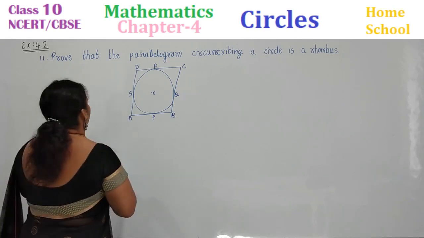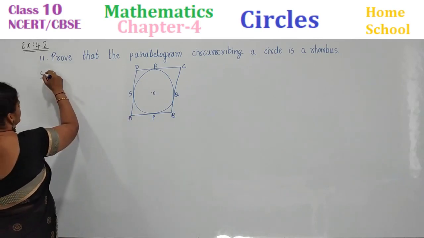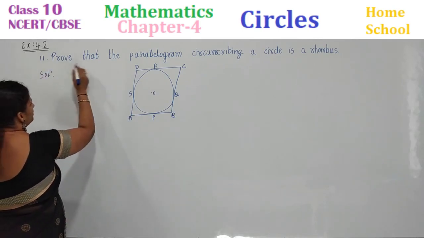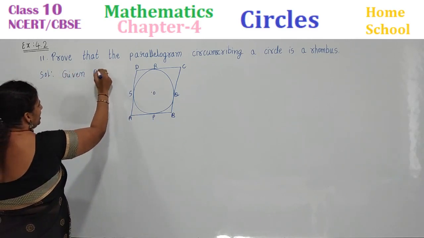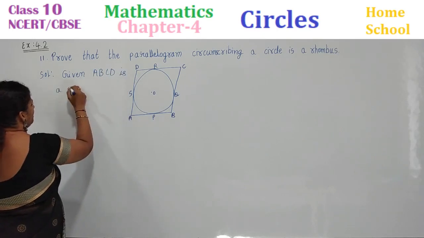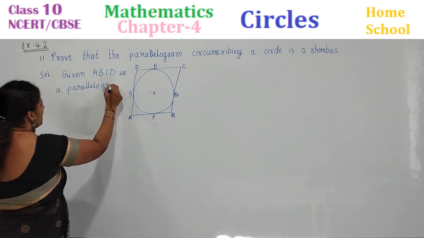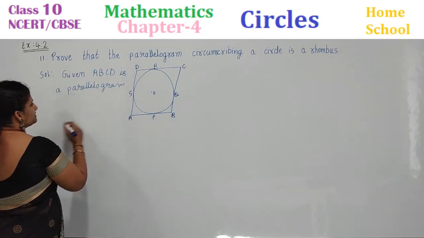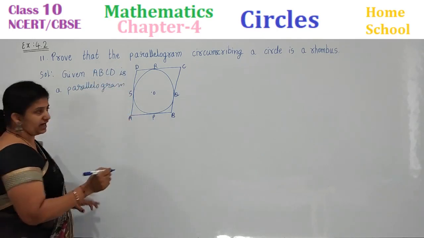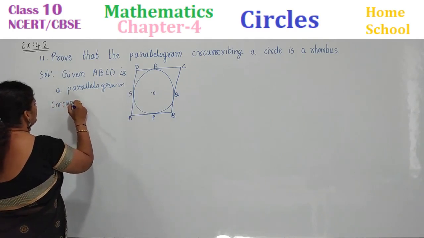Let's see. Look here. ABCD is a parallelogram. Solution. We start our proof here. Data given: ABCD is a parallelogram circumscribing a circle, and you can see a circle, right? Parallelogram.